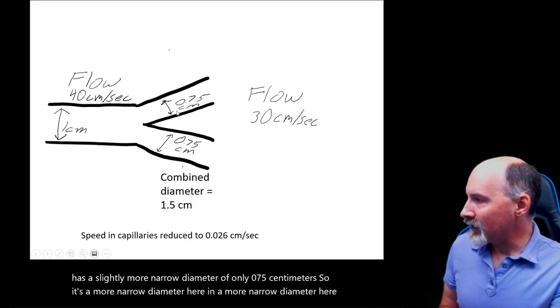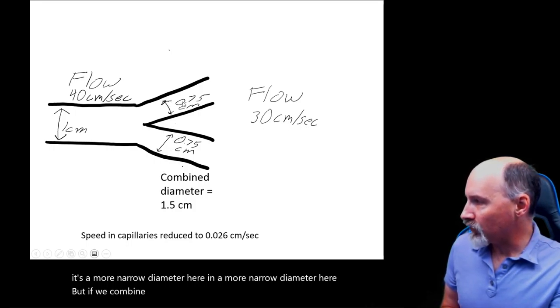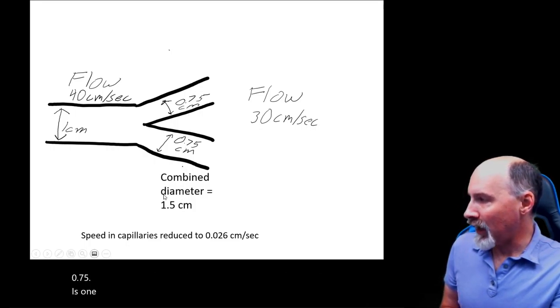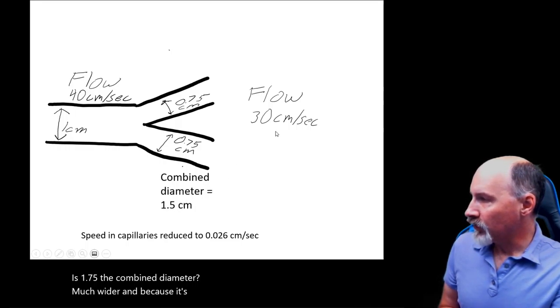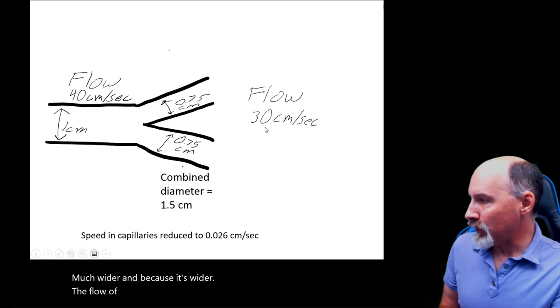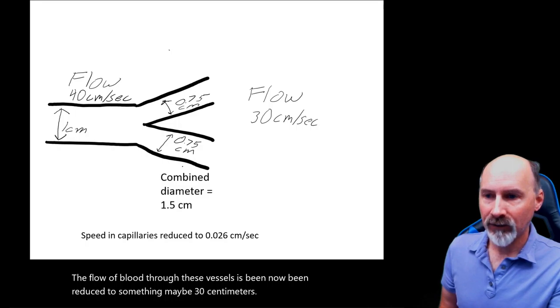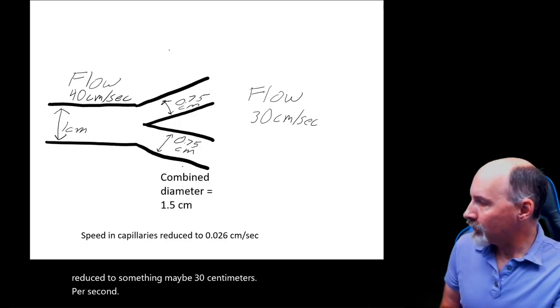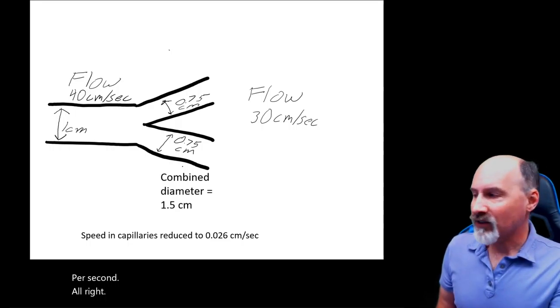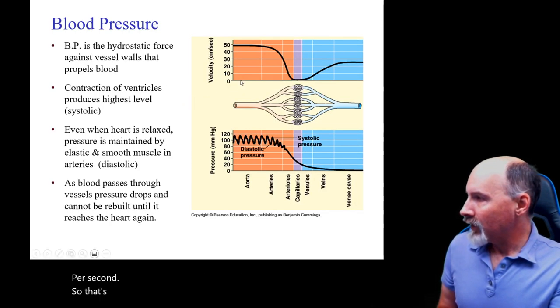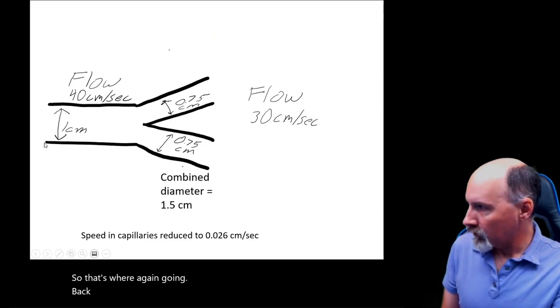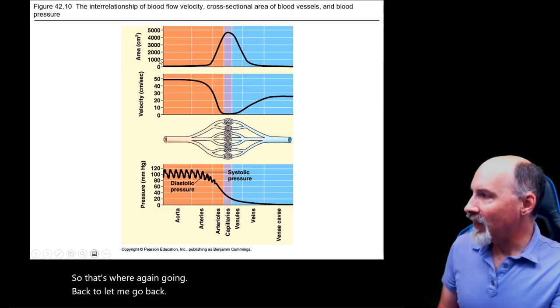But if we combine the total diameter of both vessels, 0.75 plus 0.75 is 1.5, the combined diameter is much wider. And because it's wider, the flow of blood through these vessels has now been reduced to something maybe like 30 centimeters per second. All right. So that's where, going back to this diagram, that's the relationship.